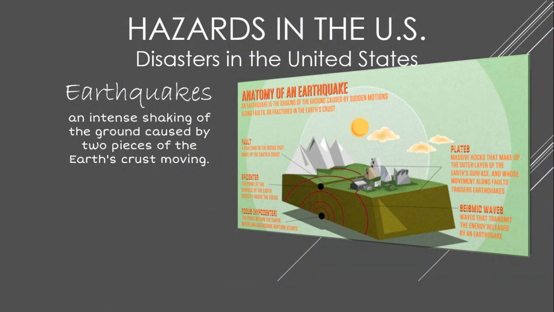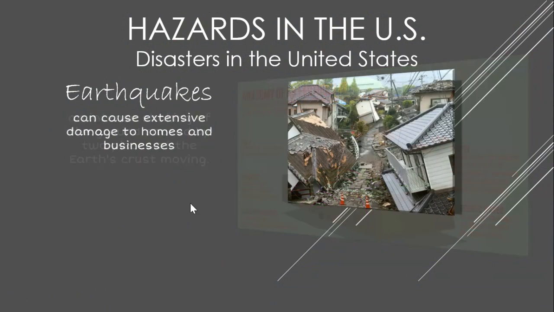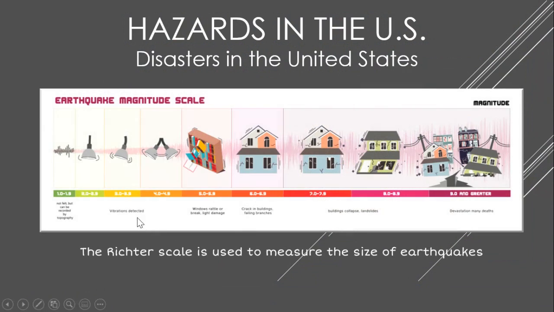Okay, guys, so now we're going to talk a little bit about earthquakes. All right, so an earthquake is just an intense shaking of the ground caused by 2 pieces of the Earth's crust moving. I think we know about earthquakes here in Ohio. We don't have to worry about it. They can cause extensive damage to homes and businesses. Imagine if you put something on your desk and you just shook your desk really, really hard. That's kind of what an earthquake simulates, and it can cause a lot of damage.